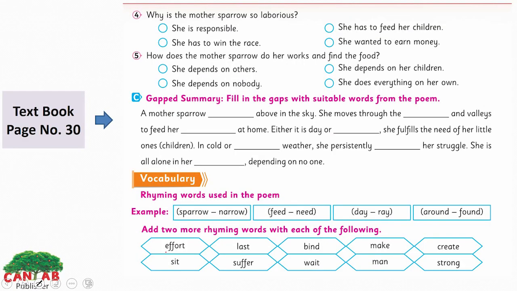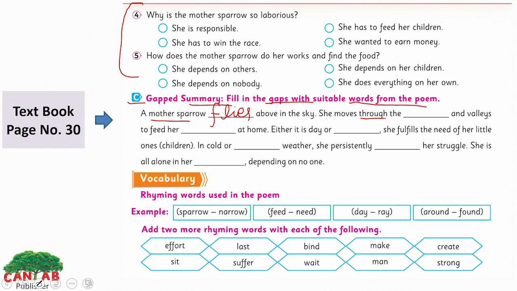Page number 30 of your textbook. This is your homework. You have to choose it yourself. Section C, gap summary, fill in the blanks with suitable words from the poem. We have read the poem, you have to fill these gaps. A mother sparrow, what? Above in the sky. What she does in the sky? Yes, flies.